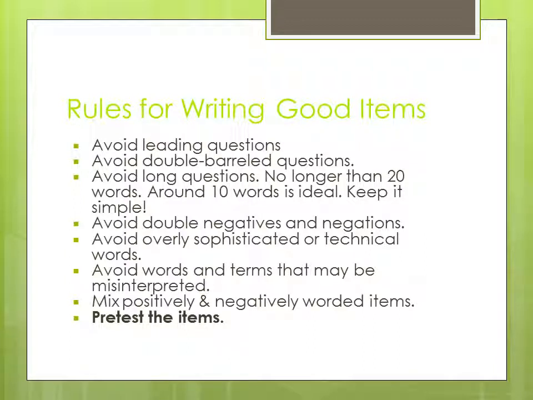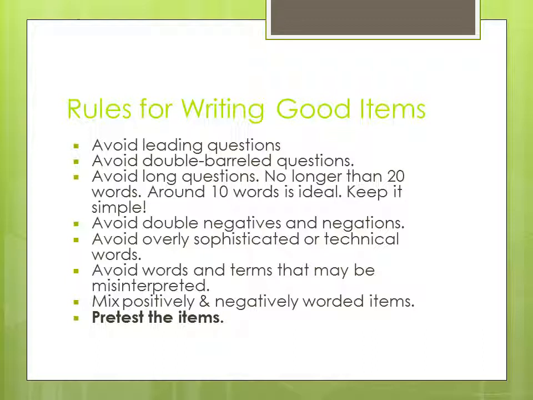So avoid that misinterpretation, and then mix your positively and negatively worded items. Don't always have them on a positive stream. Have what we call pro-trait items and con-trait items to keep it balanced, to make sure that you don't get some kind of response set from the individual. And again, pre-test the items on the population that you're using it for. That's what's most important.